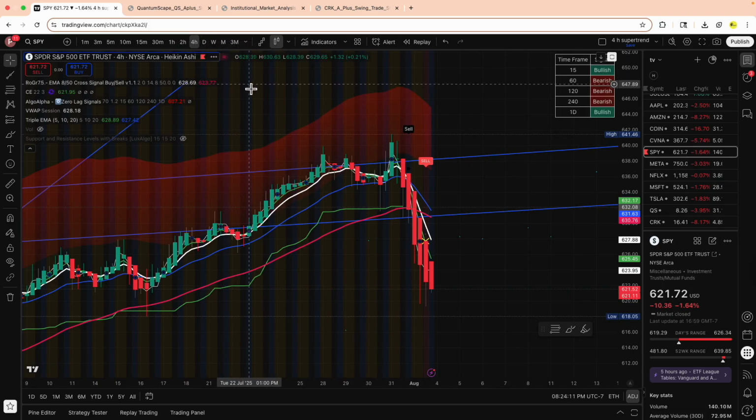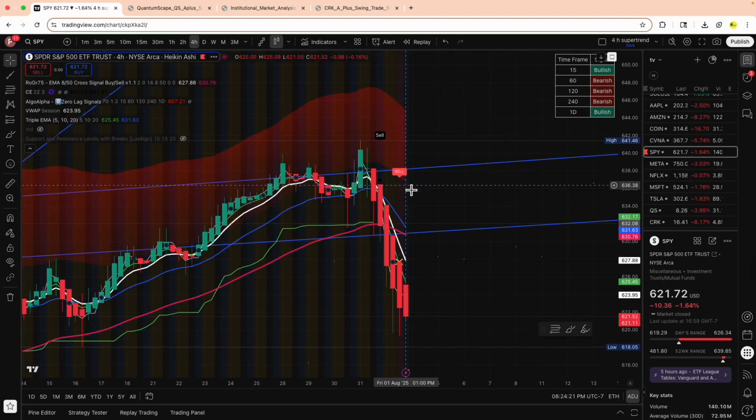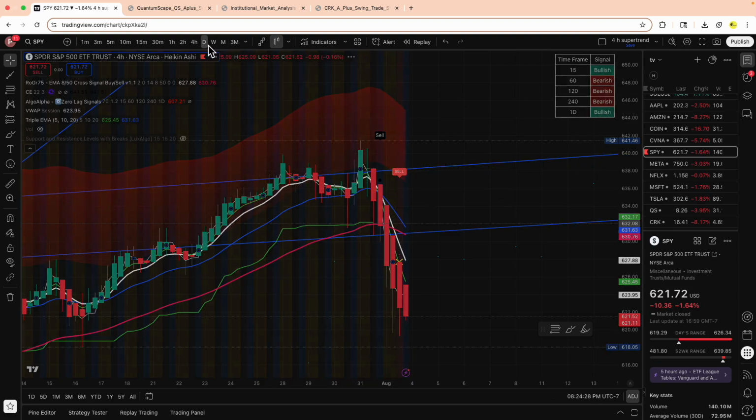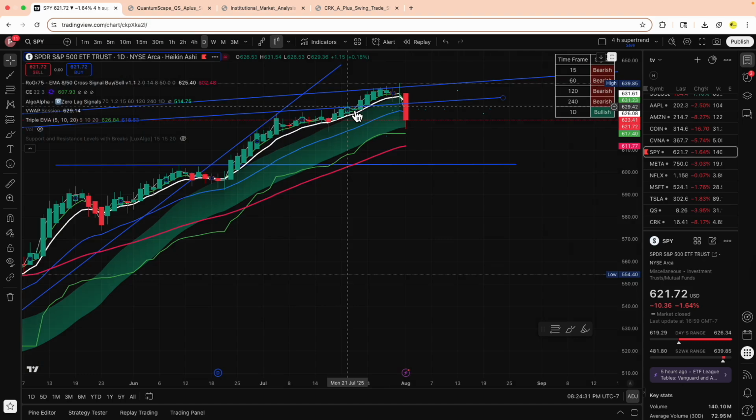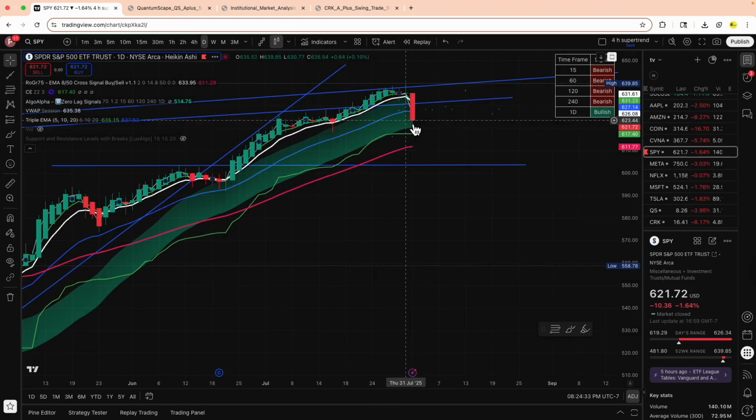So if you see here on Monday, gap up, flat close. Tuesday, Thursday, gap up, lower close. Even though we had good earnings from Microsoft and Meta, there is a bearish engulfing candle over here. My map is a little slow. Yeah, bearish engulfing candle.